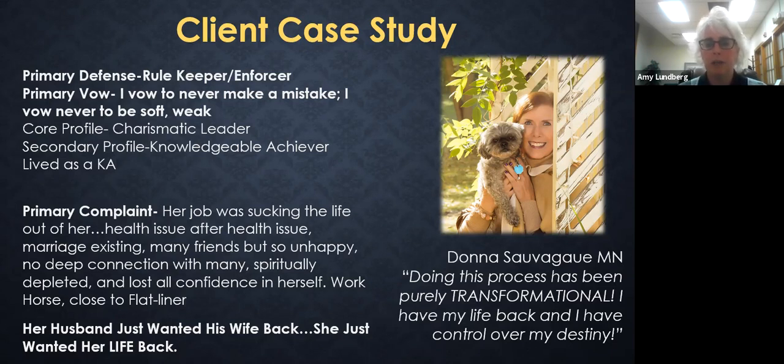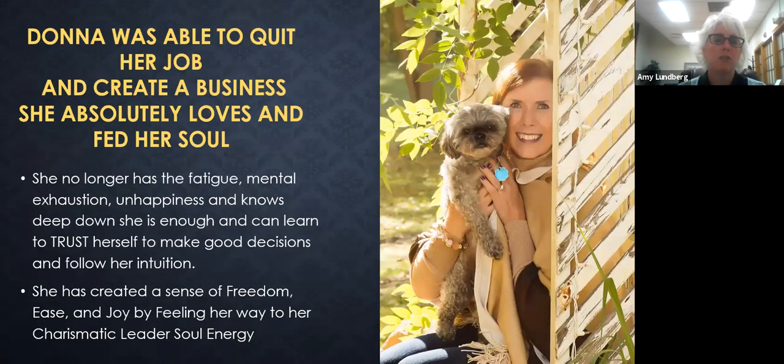And then she'll share that doing this process has been purely transformational. She has her life back, in control over her own destiny. She's not at the whim of other people. So Donna was able to quit her job, create a business she absolutely loved at the time, and it fed her soul. She no longer feels the fatigue, the mental exhaustion, the unhappiness, and knows deep down that she's enough and can learn to trust herself and make good decisions and follow her intuition. This was some work on her part to do that. She created a sense of freedom and ease and joy and feeling her way into the charismatic leader energy that she truly was versus this achiever. She actually is more of a leader.